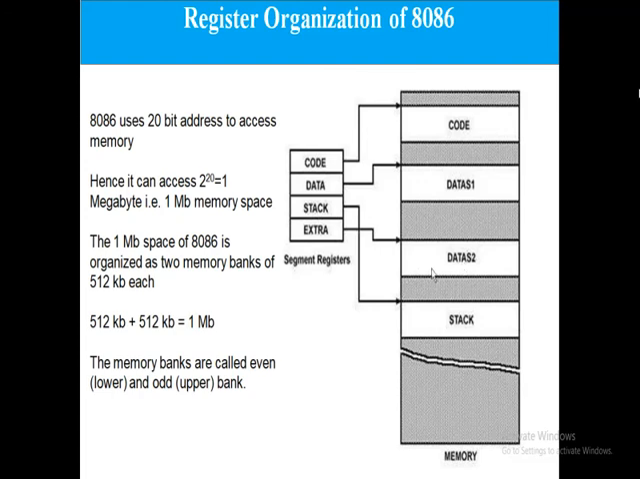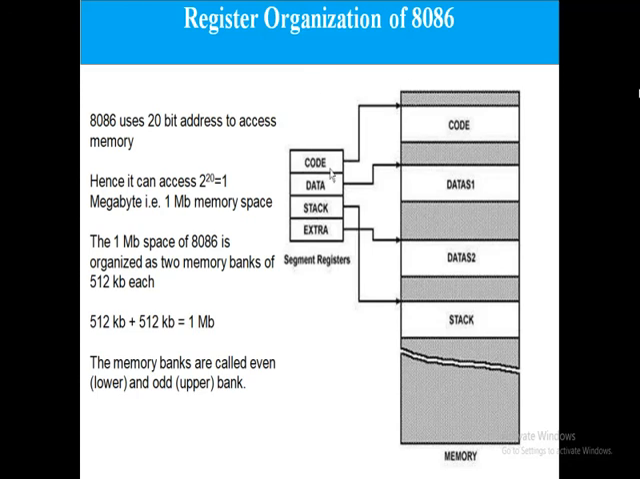So what is this code segment, data segment, stack or extra segment register? Each segment has a starting address, and that starting address will be stored in this segment register. If the code segment has a starting address and a memory size of up to 64 kilobytes, the starting address of this code memory is stored in the code segment register. This register is a 16-bit register, so that 16-bit starting address of the code memory will be stored in the code register.